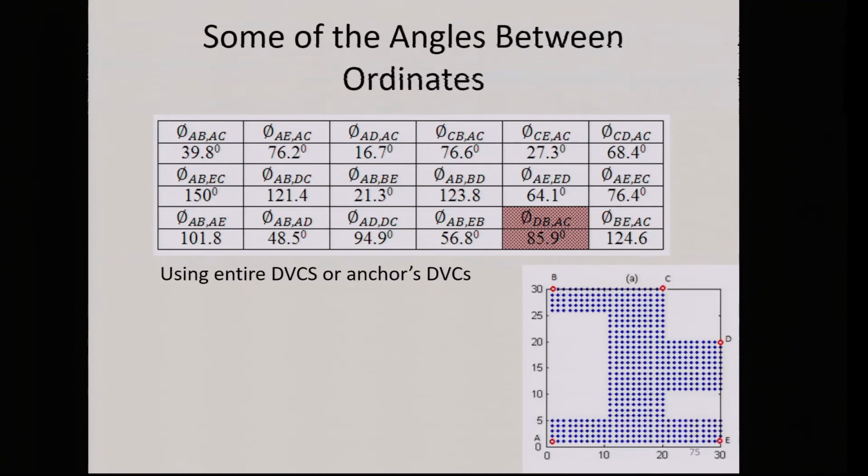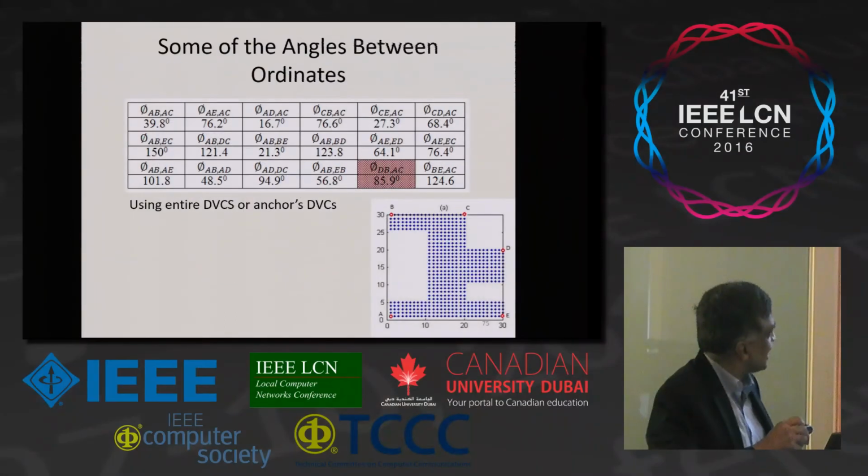So in this case, for example, this is our network that I used earlier. I use these anchors, and if I look at, for example, the angle between AB and EB, AB is this two pair, so there's a direction that goes this way, and EB is the direction that goes like that. The angle between them is 56 degrees. The angle between DB and EC is 85 degrees. So now if I select DB and AC, those are almost at 90 degrees.